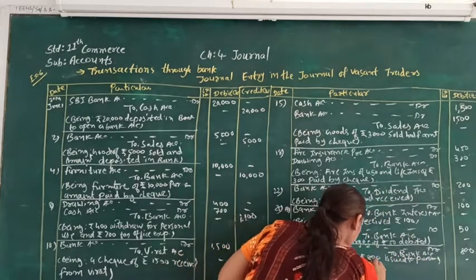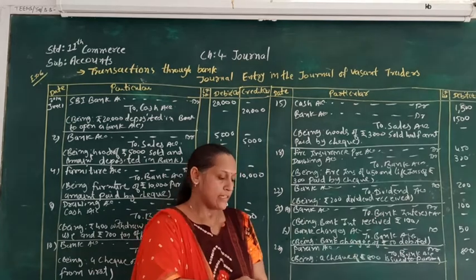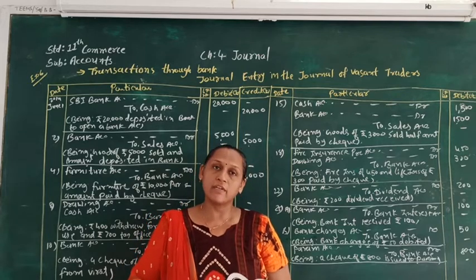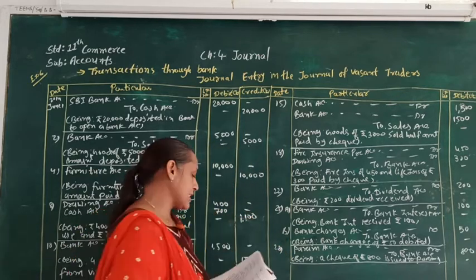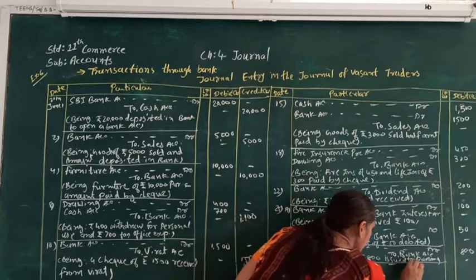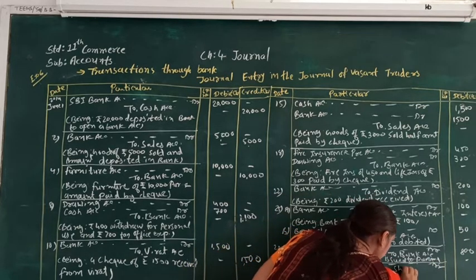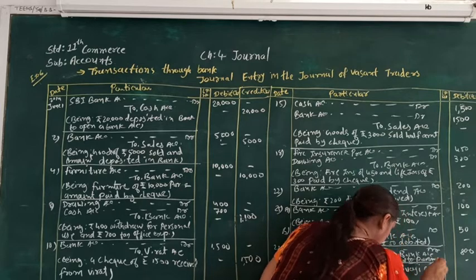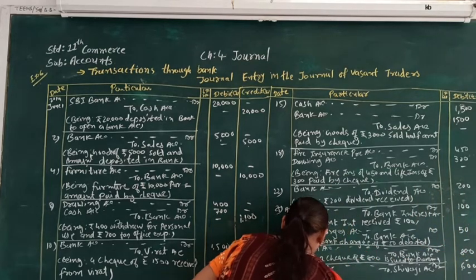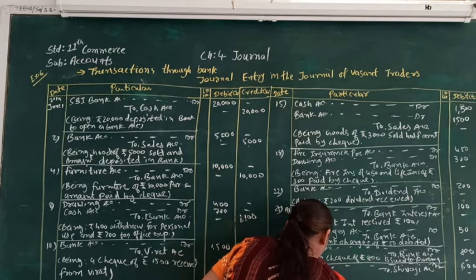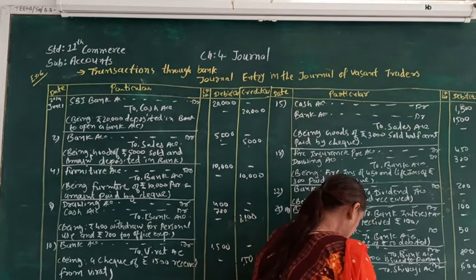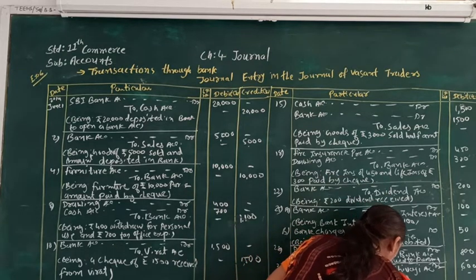Next and last journal entry will be a check received from Sivaji of rupees 600. So for that, as we are receiving check, bank account debit to Sivaji, that journal entry is supposed to be passed. And the amount is 600. Here, being a check of rupees 600 received from Sivaji.